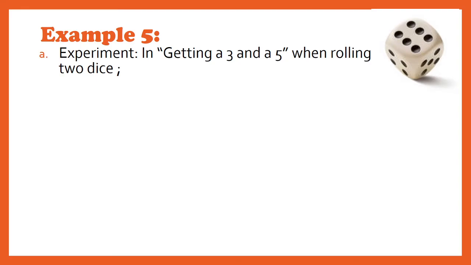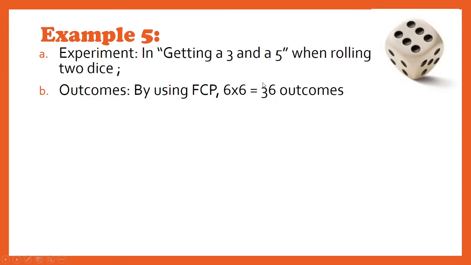Yan. So, syempre, compound na to kasi 2 dice. So, we will use 2 dice. When you roll 2 dice, naturally, you will get 2 outcomes. Dito, ang ating pinaka-target is getting a 3 and a 5. So, magiging outcomes natin, by using fundamental counting principle, we have 6 times 6 equals 36.